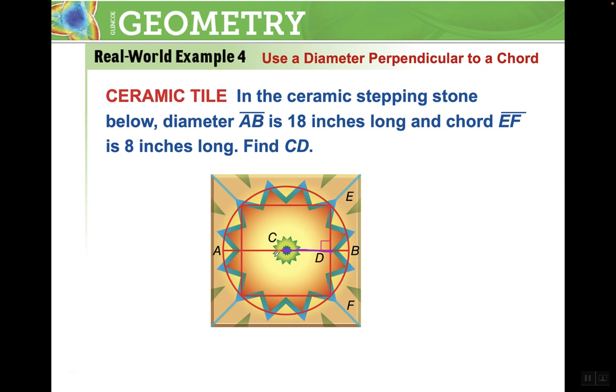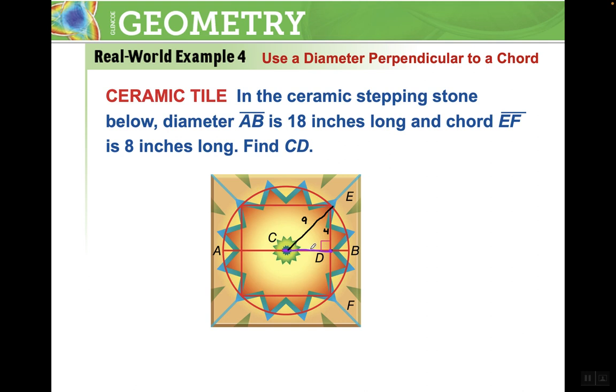So what you're going to do is draw a line from C to E, and that's a radius. We know this diameter is 18 inches long, so this radius is 9. And then the chord EF is 8 inches. Well, we know this perpendicular line bisects it, so this part of it is 4, and this part of it is 4.